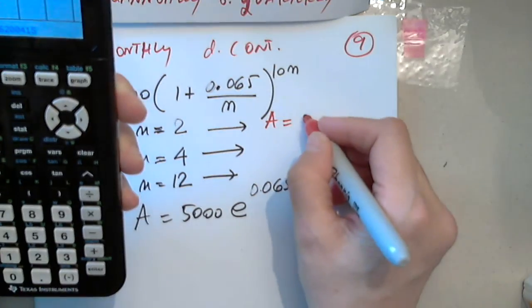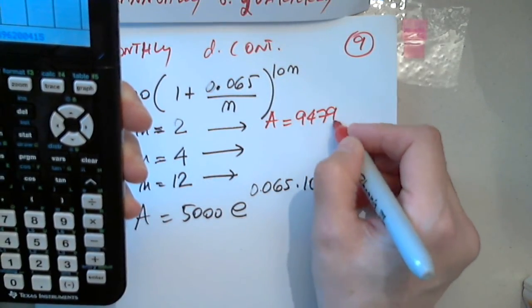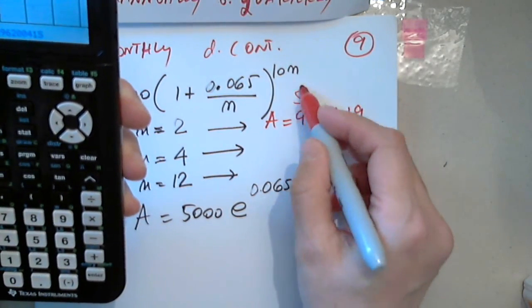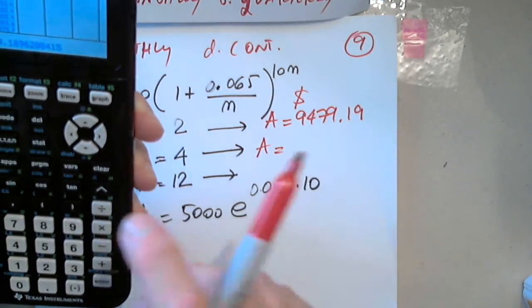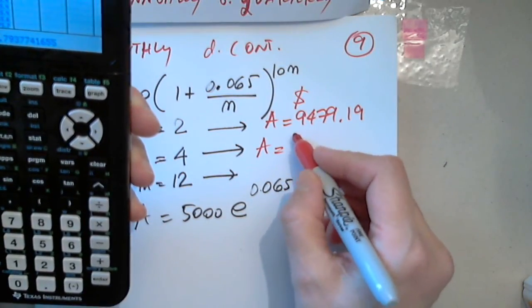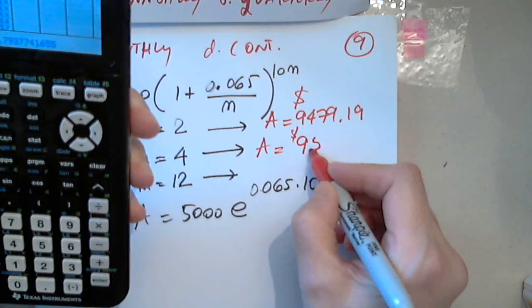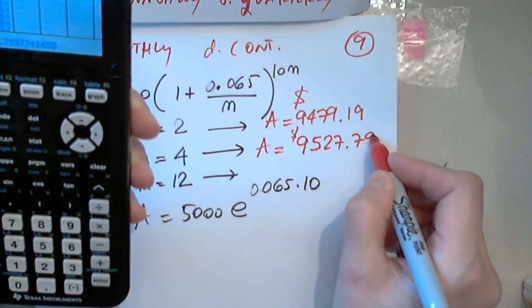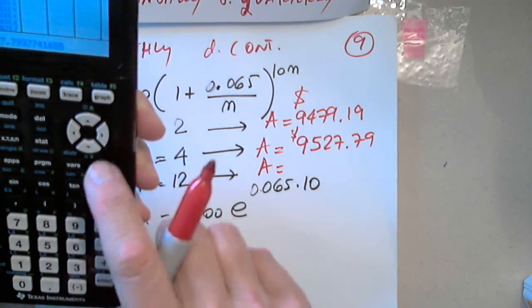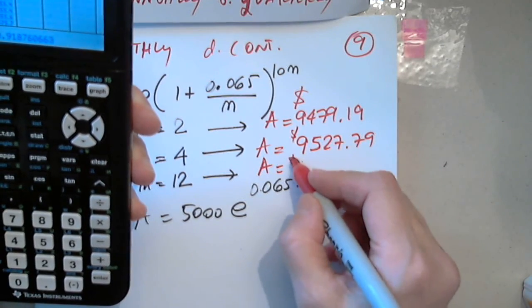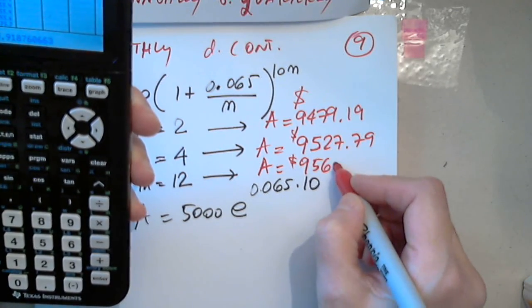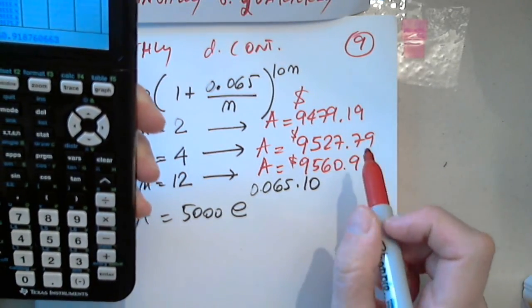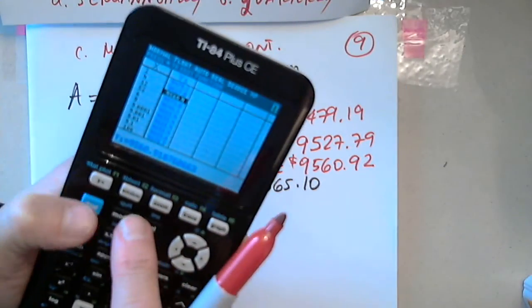So A here is $9,479.19. The second one, stop me if you have questions, is 9,527.79. And the third one is 9,560.92.